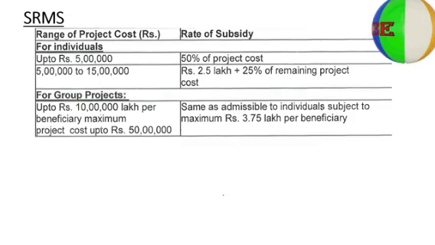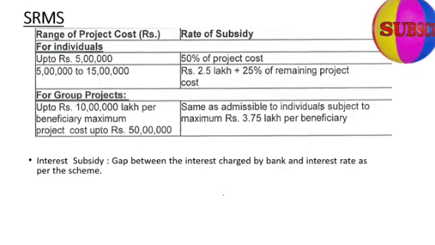Then this is the subsidy. For an individual taking a loan up to rupees 5 lakh, they will receive 50% of project cost. And if it is more than 5 lakh up to 15 lakh, 50% up to 5 lakh, then 25%. So 2.5 lakh plus 25% of the remaining. For a group project, 10 lakh rupees per beneficiary, maximum 50 lakh. Same as individual, they will receive a maximum of 3.75 lakh per beneficiary.